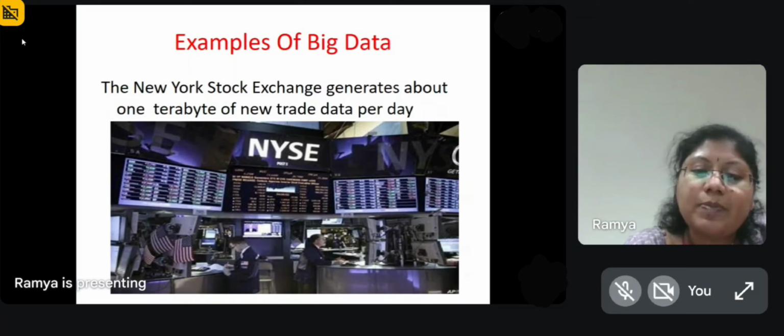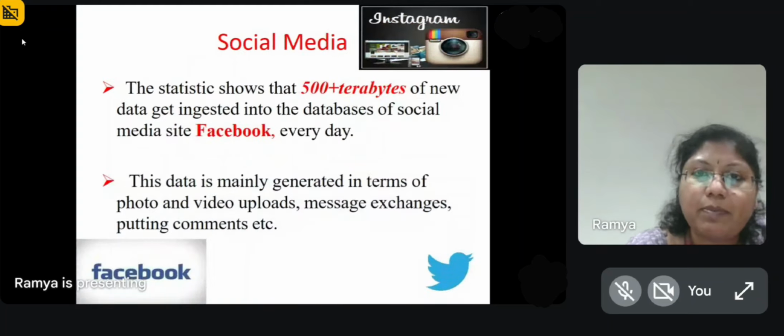So this picture represents the New York Stock Exchange. It generates about 1 terabyte of new trade data per day. Think about how much data it is generating. Per day it is 1 terabyte, which means just think about 1 month and similarly for 1 year. All this data has to be stored in one place.